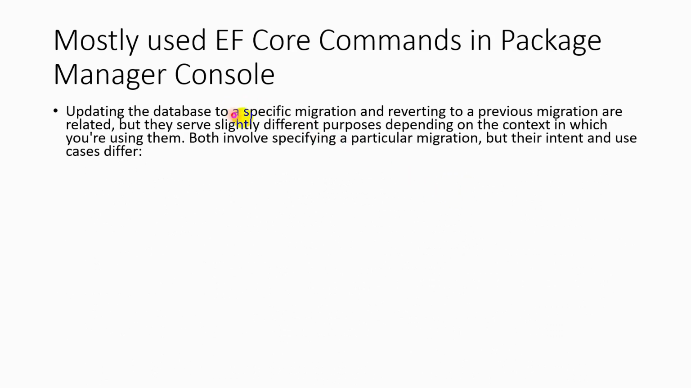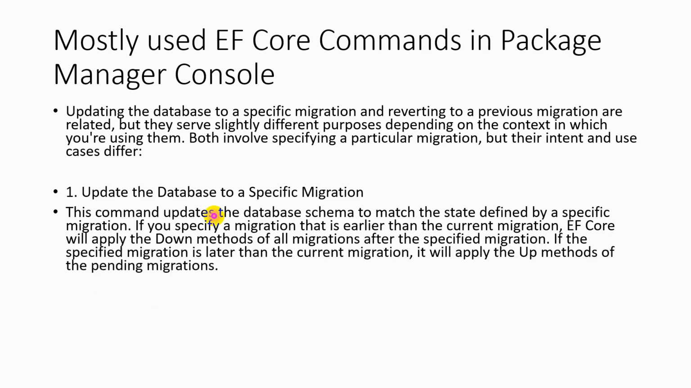Updating the database to a specific migration and reverting to a previous migration are related, but they serve slightly different purposes depending on the context in which you are using them. Because whenever we update the database to a specific migration or revert to a specific migration, the command is totally the same. But what is the difference? Let me explain that to you. Both involve specifying a particular migration, but their intent and use cases differ. Let me explain the use case.